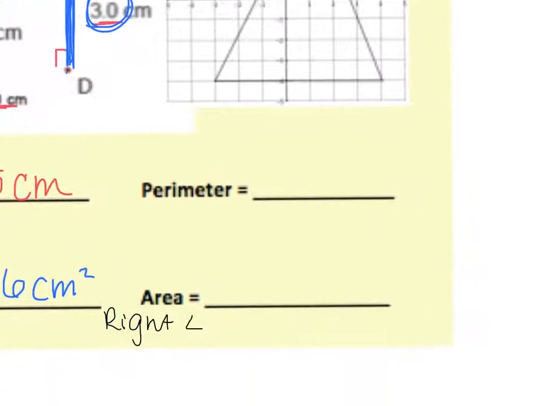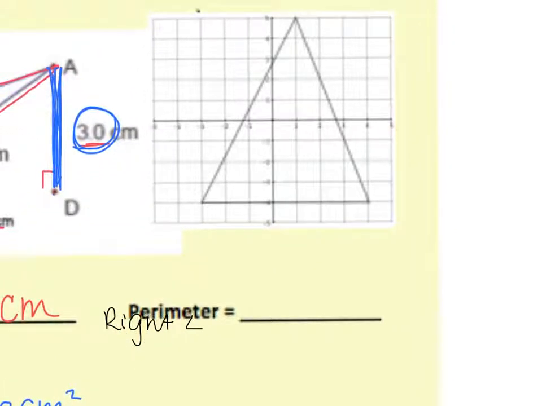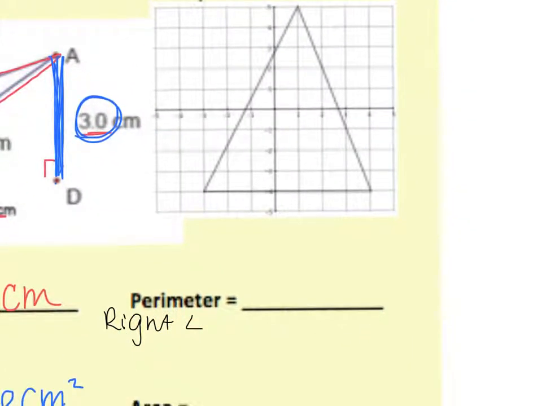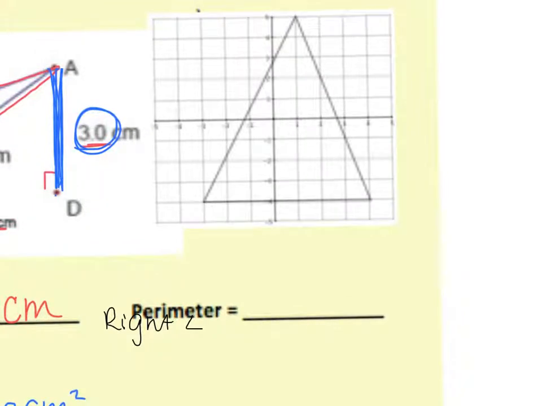Okay, last one here. Now we've got it on a coordinate grid. Same idea here. Perimeter is going to be the distance around, so I can count this bottom one. This is going to be 1, 2, 3, 4, 5, 6, 7. And then these side ones, I cannot find by counting, so I'm going to have to use the distance formula to do that.